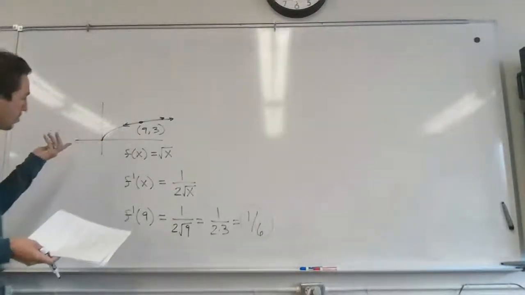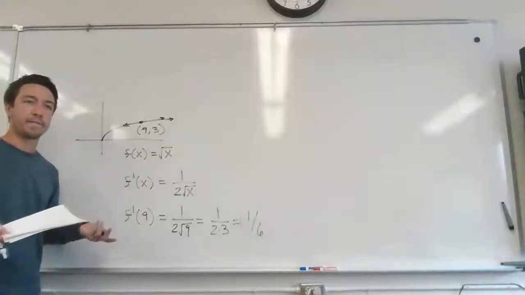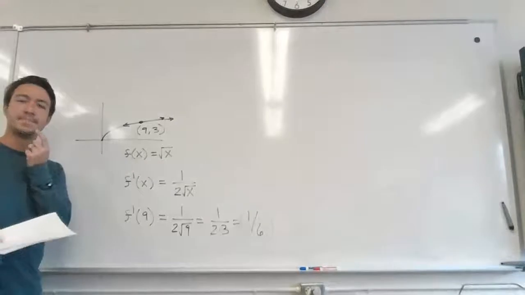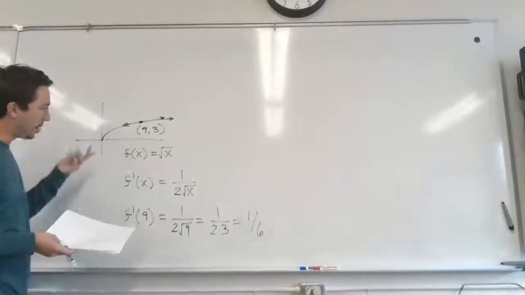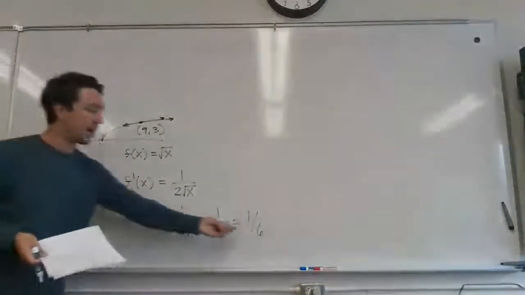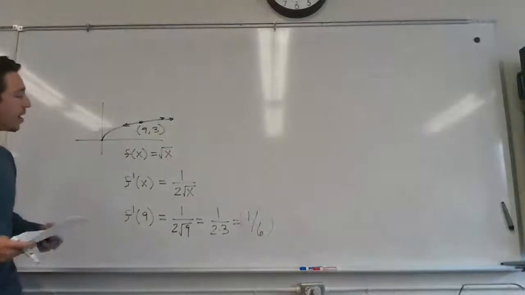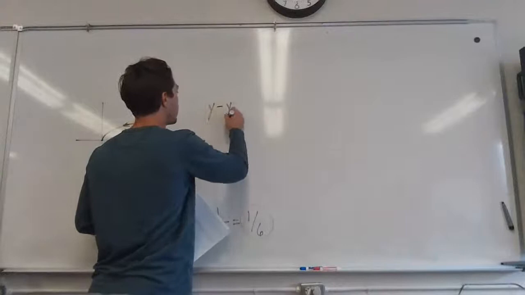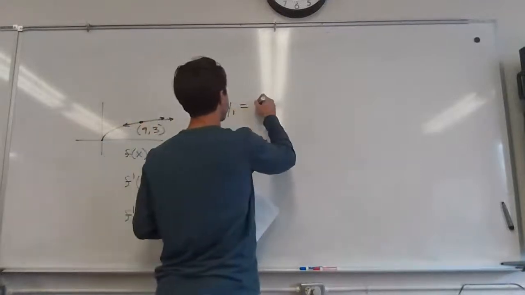Now we ask ourselves, does that agree with our common sense? Like if I got an answer like -5, I'd say that doesn't make sense. But I am expecting some kind of positive, not very big number, which 1/6 is. And so now I've got to use point slope form. So remember the way point slope form works is like this.